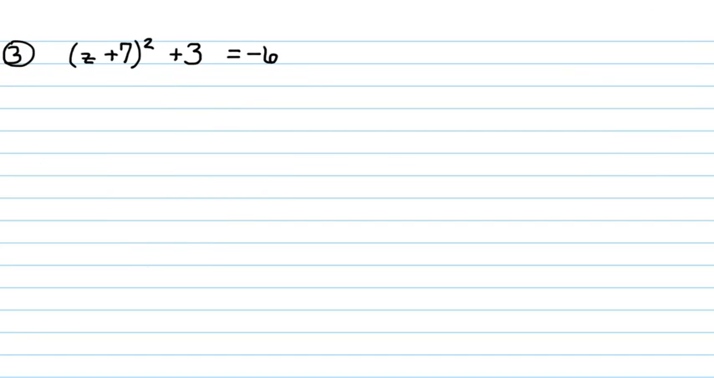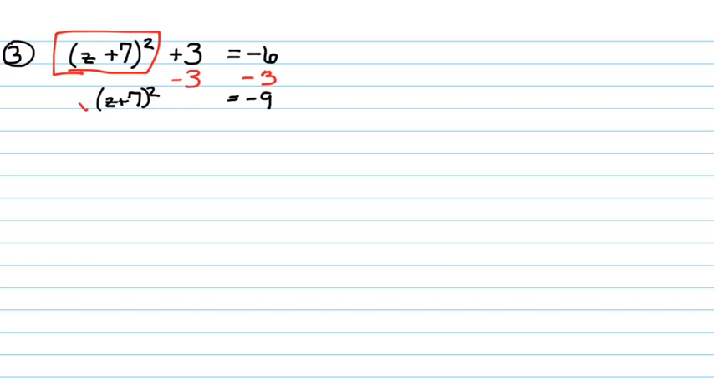Let's go on to the next one. This next one asks you to solve by taking the square roots, or by taking the roots. In this case, we're taking square roots because the item that we're solving for is squared. So step 1 is to get your squared term by itself. So that means we need to subtract the 3. And that gives us the quantity of z plus 7 squared is equal to a negative 9.